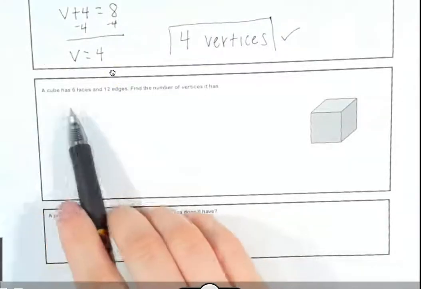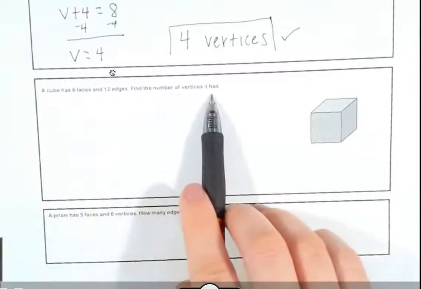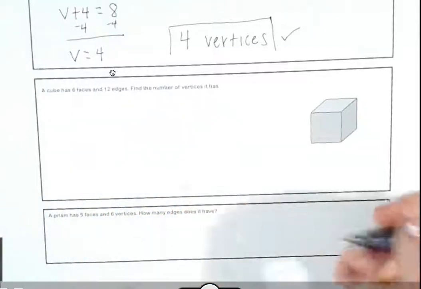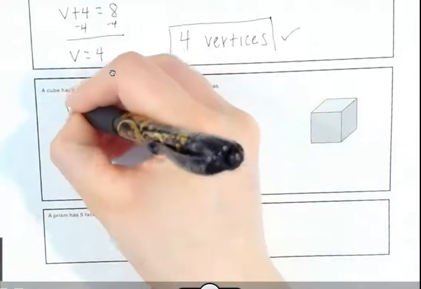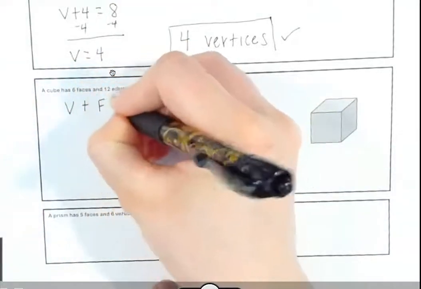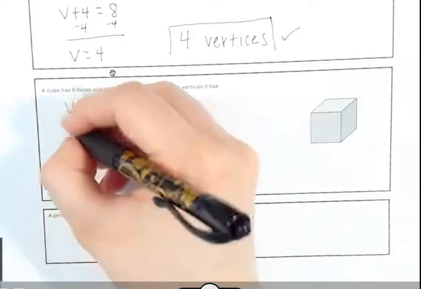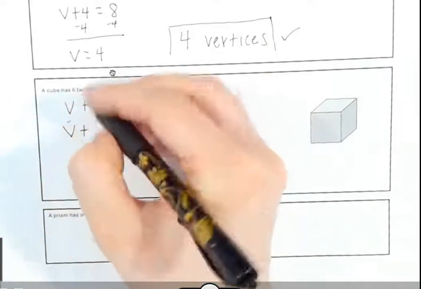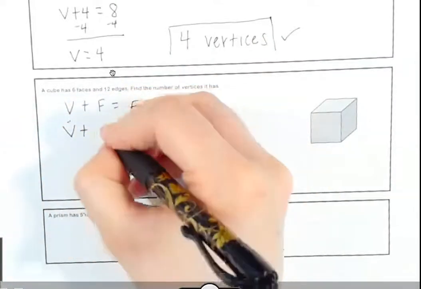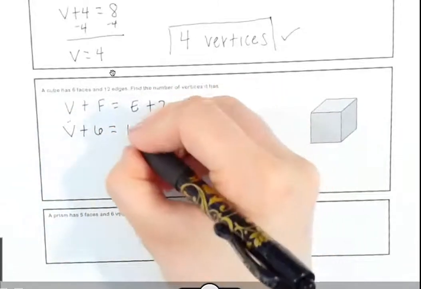Okay, so it says a cube has 6 faces and 12 edges. Find the number of vertices it has. So again, we're just plugging into our formula. So let's write it out. Vertices plus faces equals edges plus 2. Again, we're looking for vertices, so I'm just going to leave that as V. We're told it has 6 faces. We're told it has 12 edges plus 2.